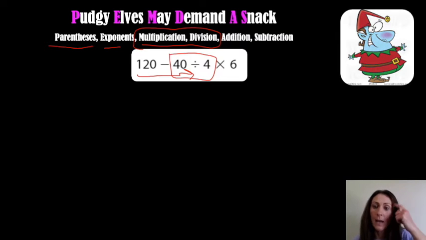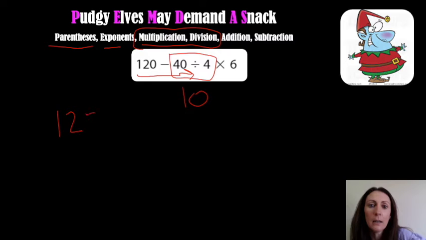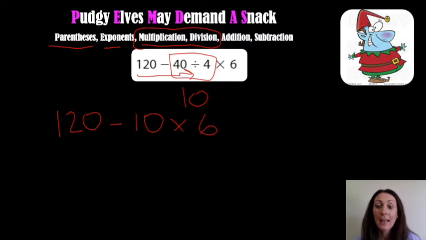Now, you should be able to do that in your head like that. What is 40 divided by 4? Right, 10. Okay, so I know that that's 10. I'm going to rewrite my problem because you know me, I'm organized and I like to keep all of my things written so that I don't get confused. So I'm going to rewrite 120 minus 10 times 6.